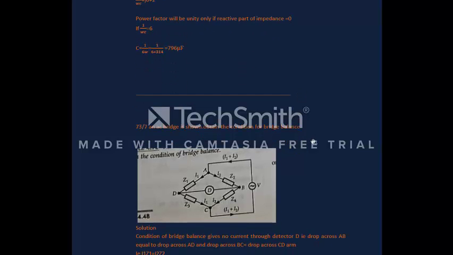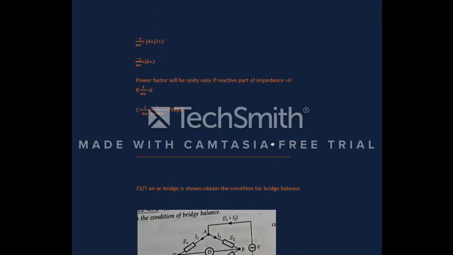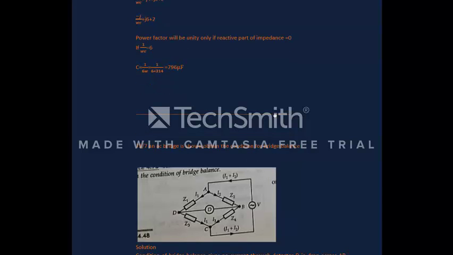It comes out to be 796 microfarads. This is how you solve a question for power factor, which should be 1. In that case, the reactive part of impedance should be 0.